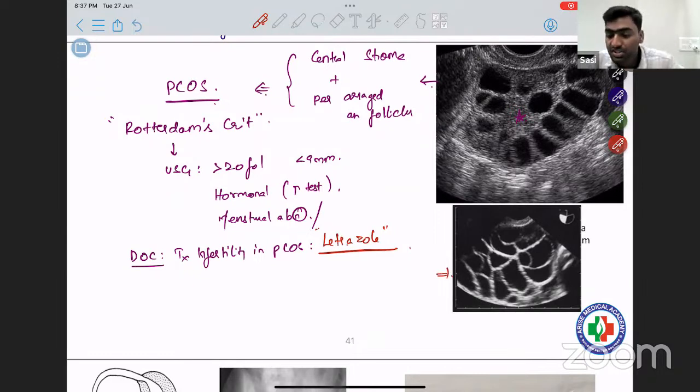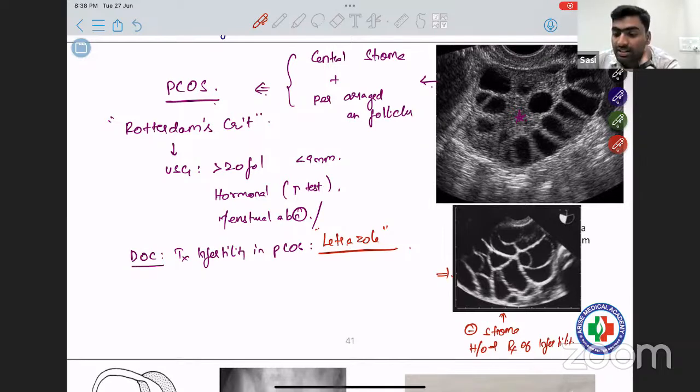What is this image suggestive of? You can see there is an absence. In this image, you can see there is no stroma. There is an absence of stroma, and there is a history of multiple HCG injections or treatment history of infertility.